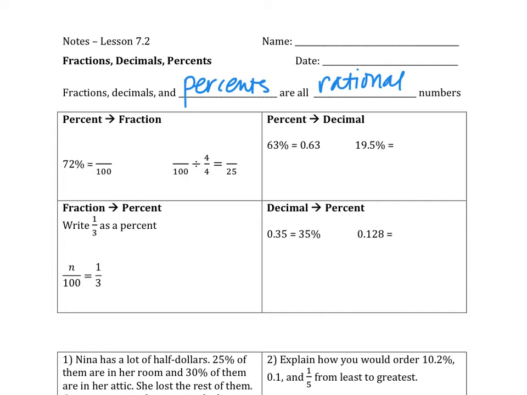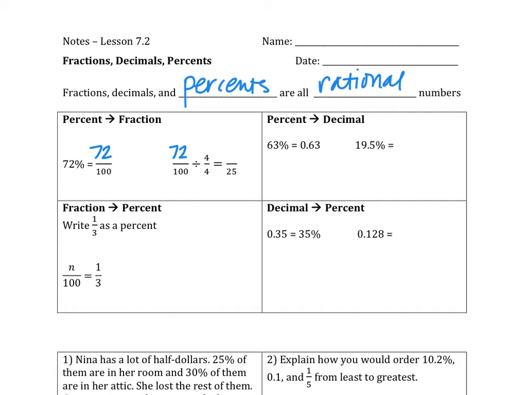Okay, the first thing we're going to do here is go from a percent to a fraction. So right here we have 72% and we need to turn that into a fraction. A percent always means over 100, so it's going to be 72 over 100. We're just about there, but now we need to reduce it down. So 72 over 100, we can divide by 4. 4 goes into both 72 and 100.